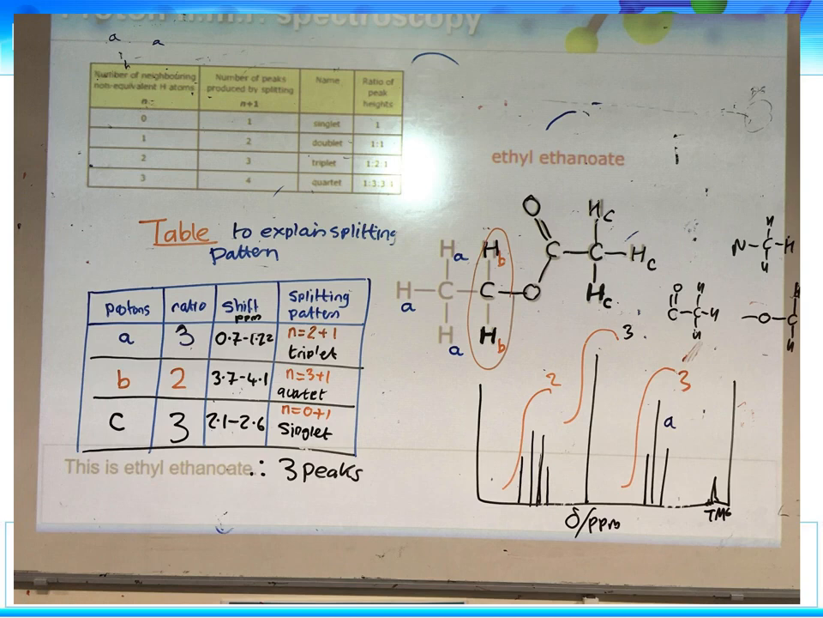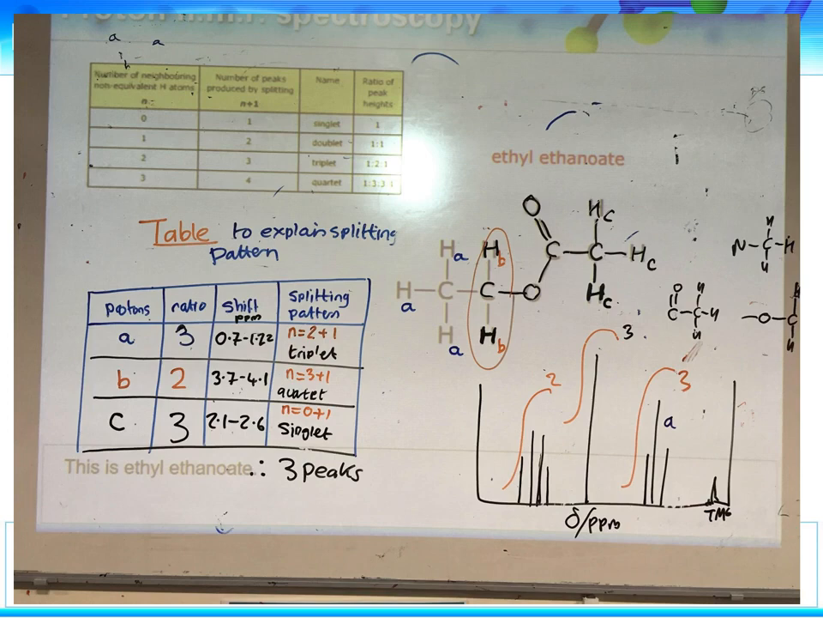To simplify the procedure, my advice is to draw up a simple table with 4 columns. In your first column, identify the protons and label them on the molecule. So I've labelled the 3 non-equivalent environments as A, B and C. I've then given the ratio.